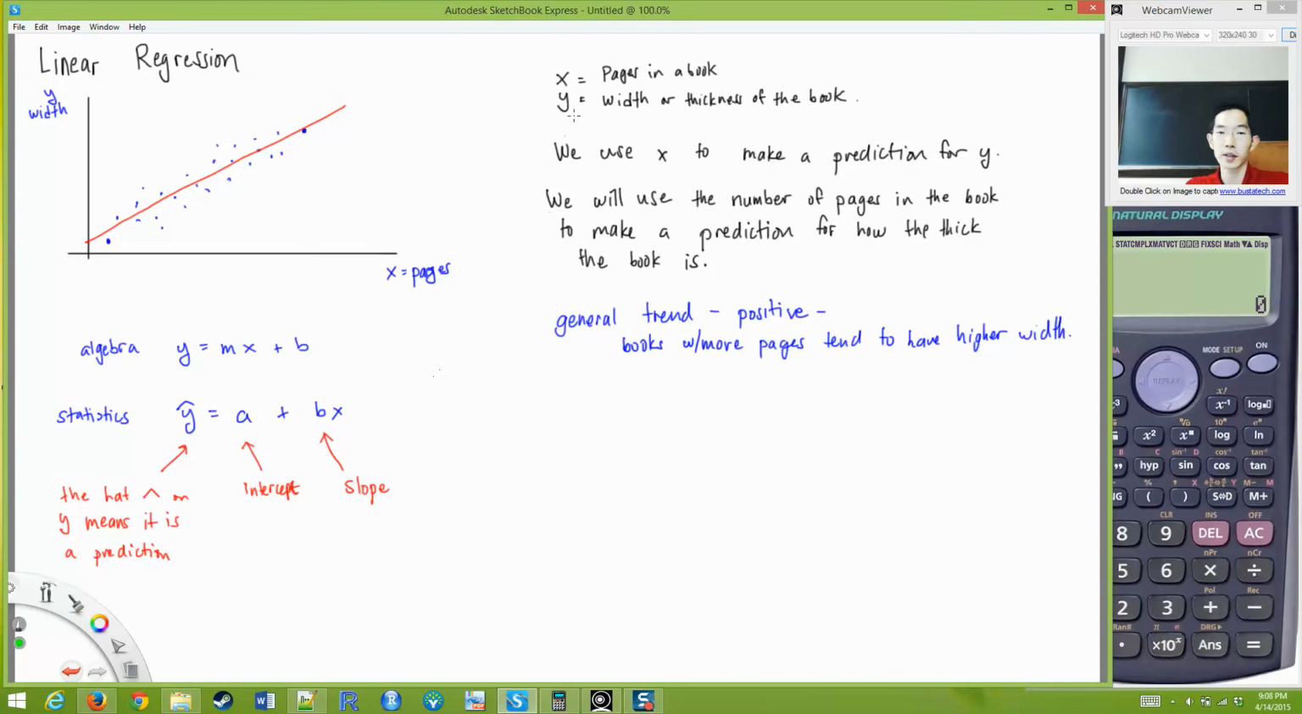So in our case, okay, I'm just going to leave it in this same form. I'm not going to put in actual values for a and b just yet, but y is the width, okay? So I'm going to just replace the letter y with the word width, and I'm going to put a hat over it, okay, to indicate predicted width. Predicted width is equal to a plus b, and what is x? B times the number of pages, we plug in a value.